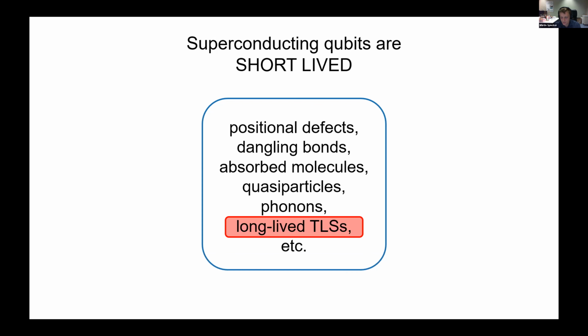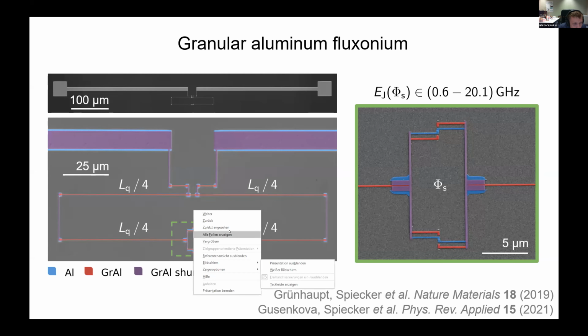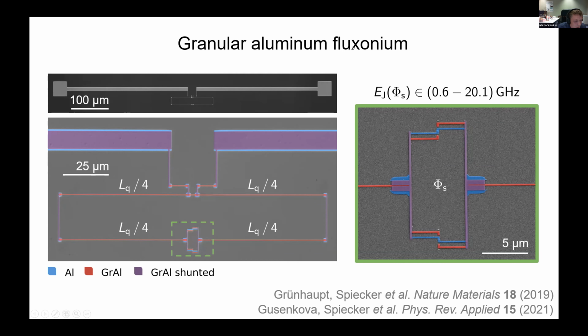Okay, let me briefly show you the device. So we are working on high impedance qubits, fluxonium qubits, that we implement with granular aluminum. So on the top, you can see the readout antenna. I have to show the pointer. Okay, do you see my mouse? Yes, we can.